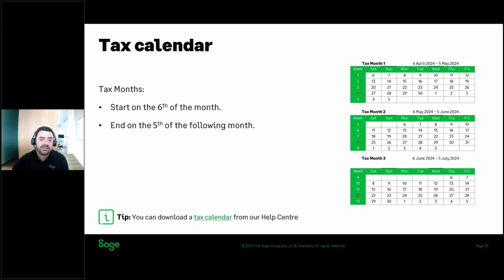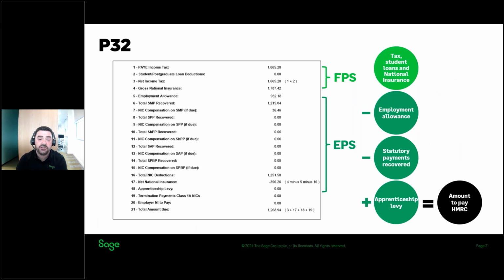So when you're ready to run month end, first thing you would do is produce a P32 report. This gives you the totals for the tax, national insurance, student loans, and any statutory payments that you've reclaimed. The tax and NI has been submitted to HMRC as part of your FPS. So that's what made up the liability figure in the full payment submission we just saw. But then any reductions or adjustments to your liability would need to be sent as part of an EPS.